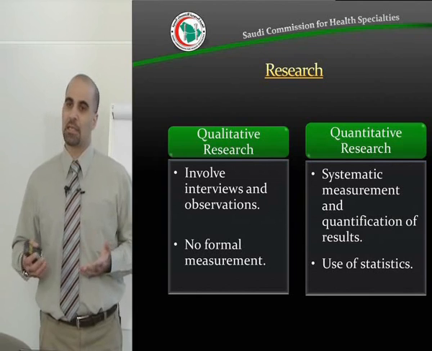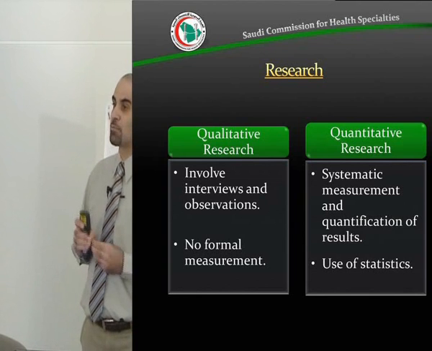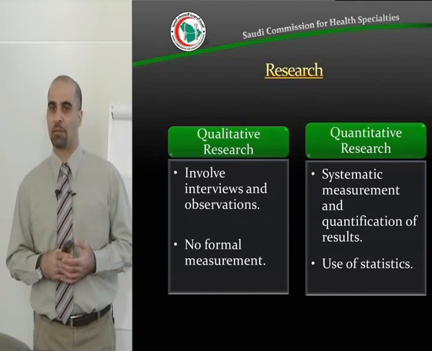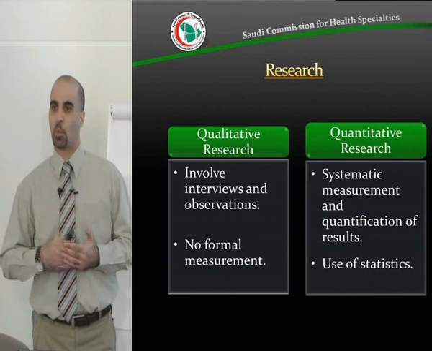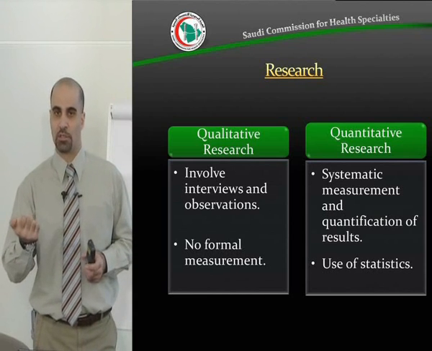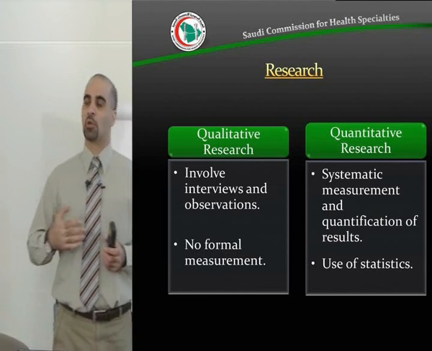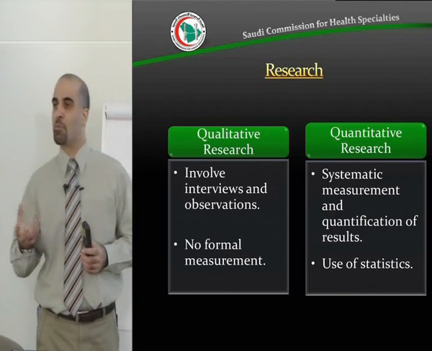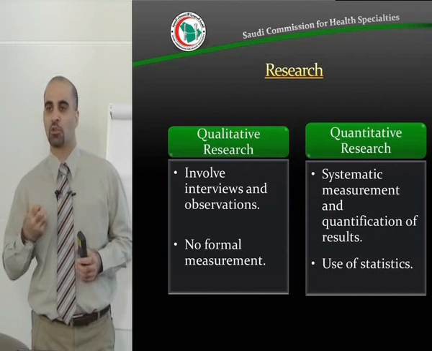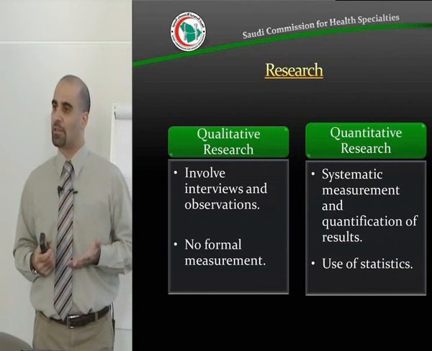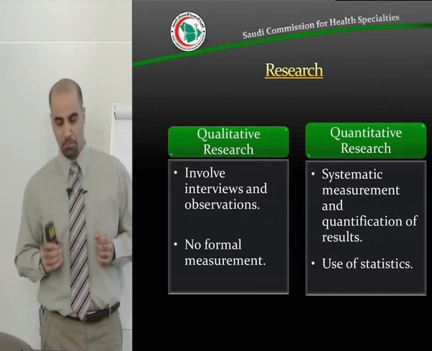So basically, qualitative research is done on a very small number of patients or people. We take, let's say, 5 or 10 people. We have an interview with them. We ask them questions. They answer. And eventually, we record everything that they are saying. And what we do is we listen to this over and over again. And we make themes, or we try to make sense of what they are saying. So this is why it's called qualitative, because there is no formal measurement.